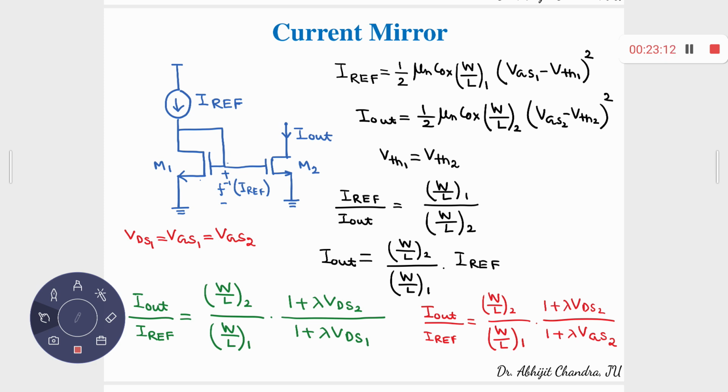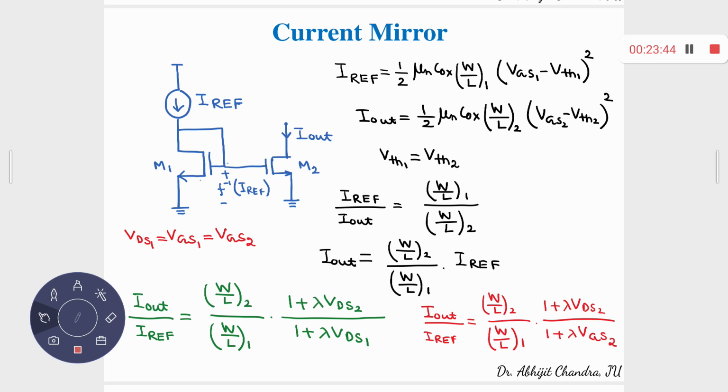Or we can write this drain source 1 as gate source 2. So drain source 2 upon gate source 2, these are not the same. So therefore, if I incorporate the channel length modulation, then the I out value is no longer a constant function of I reference. So although the basic current mirror circuit looks very simple to start with, gradually we have to modify it.